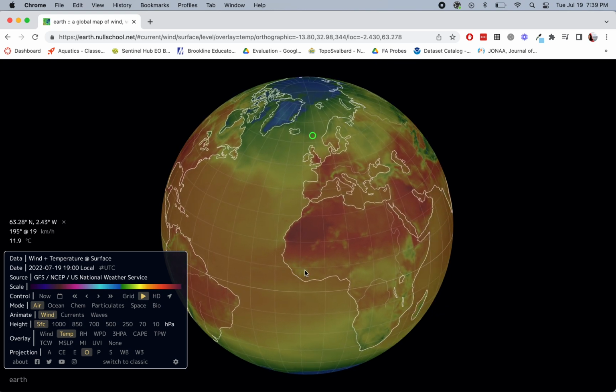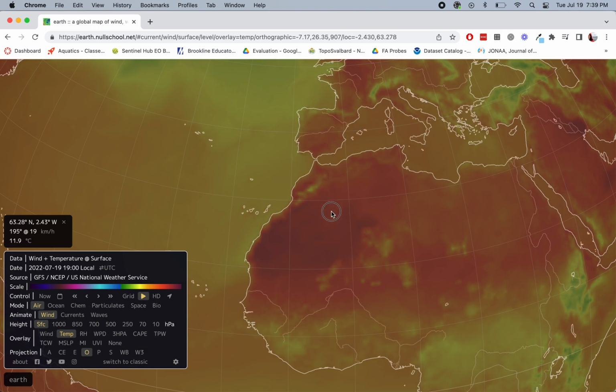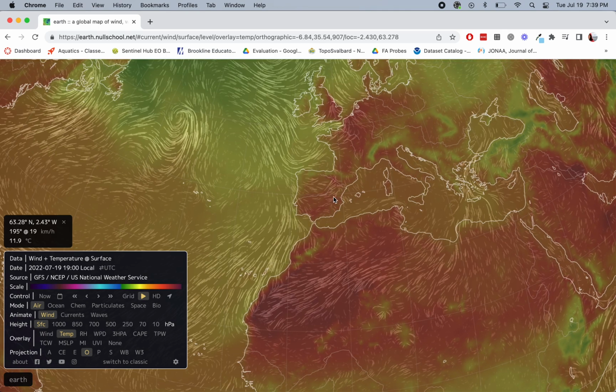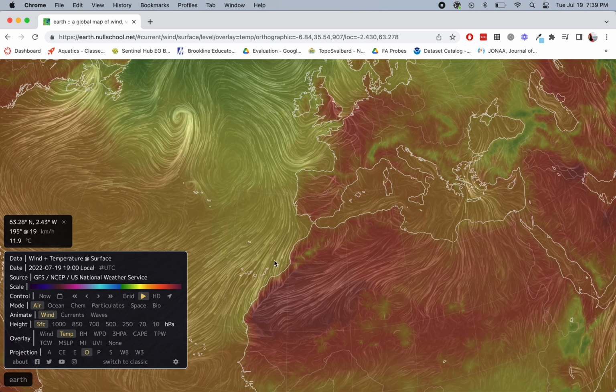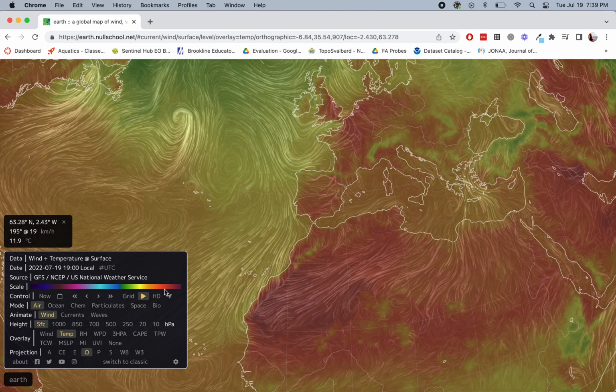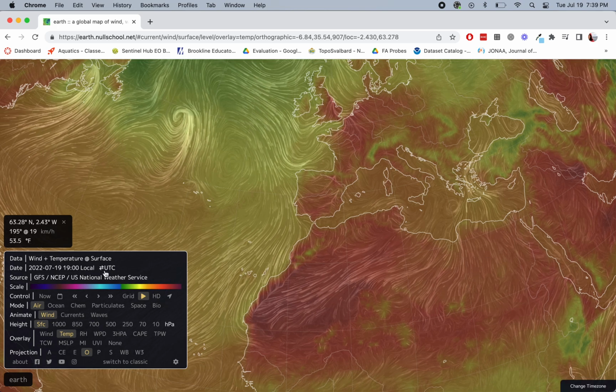So I happen to be recording this screencast from Madrid, Spain, and we're in the middle of a heat wave right now, and you can see that right here. You can see that the temperature, there's a scale here. The red is in Celsius. Again, I can change the units if I'd like, if you want to look at it in Fahrenheit.